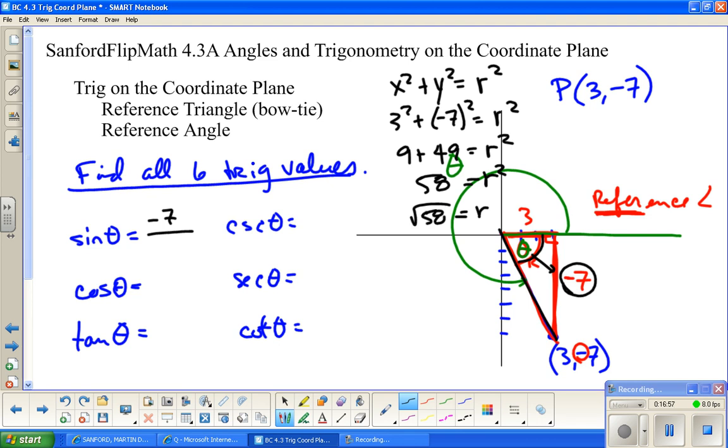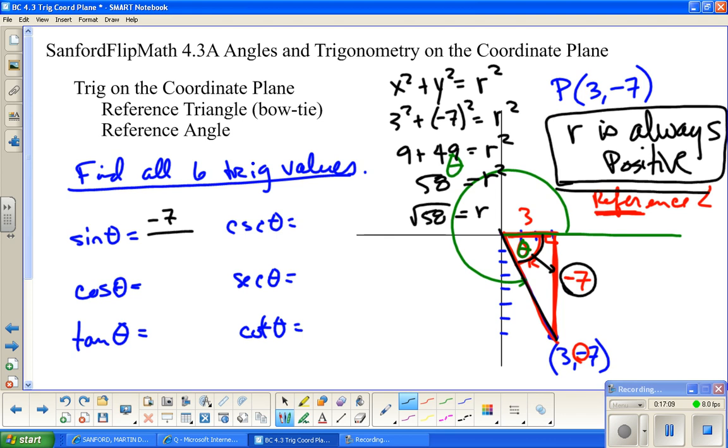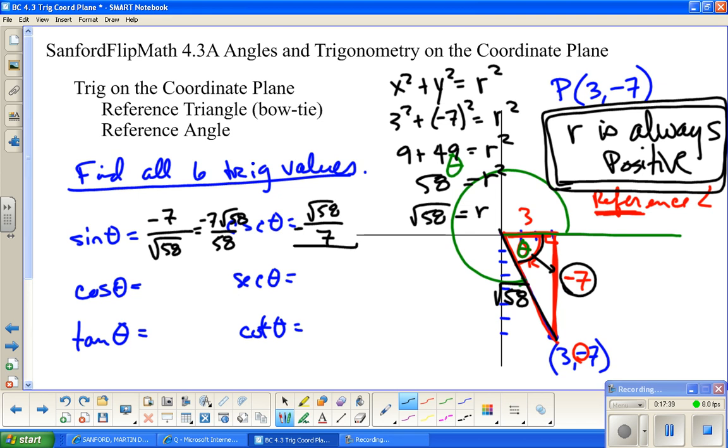Now, quick little note to self here. R is always positive. When we are working with trig values in the coordinate plane, the hypotenuse is always positive. X's and y's can be negative, and we let the negative carry whether the value is positive or negative. So sine is -7 square root of 58 over 58. Cosecant is the reciprocal of that. I'm going to go back to where I did not simplify to do this. And the negative can go on the top, bottom, or in the middle. It doesn't matter.